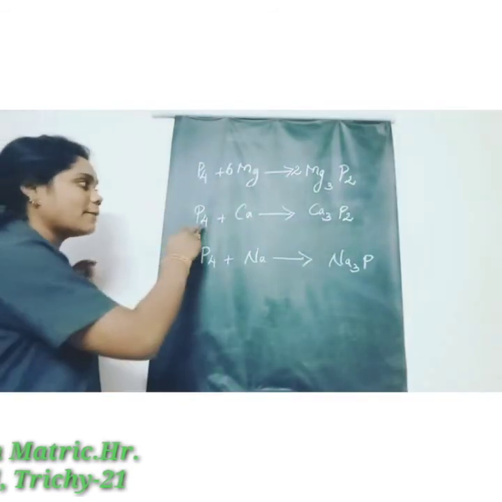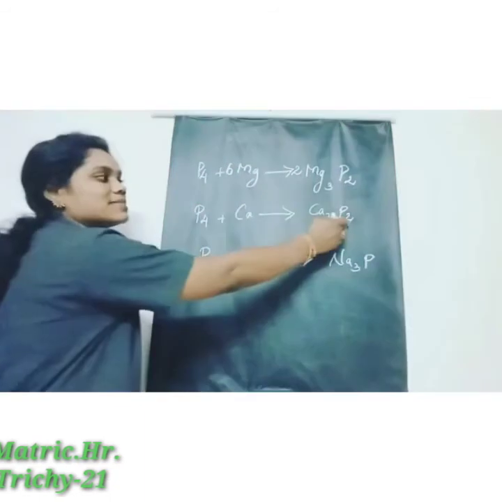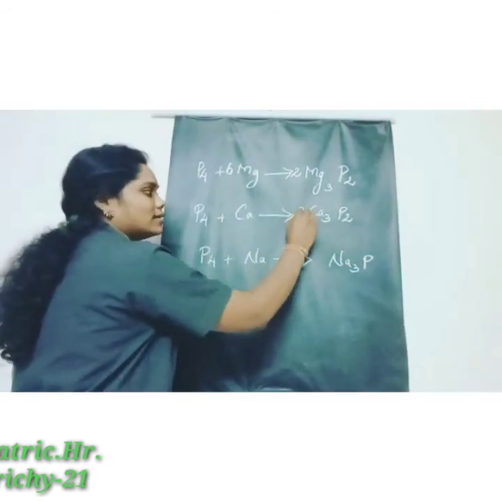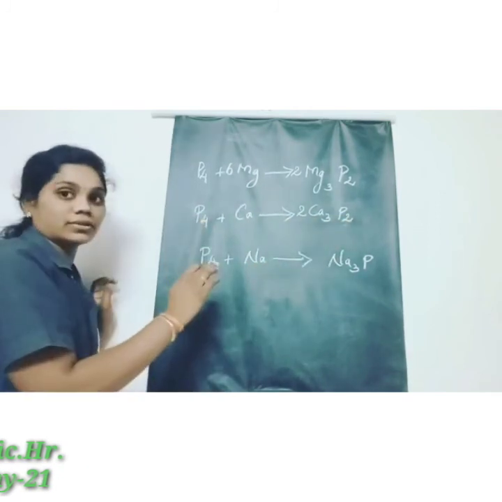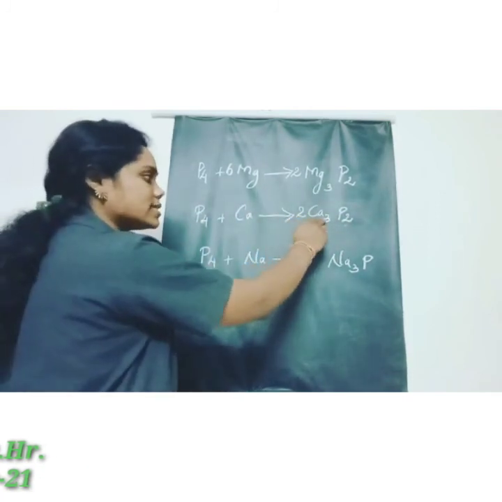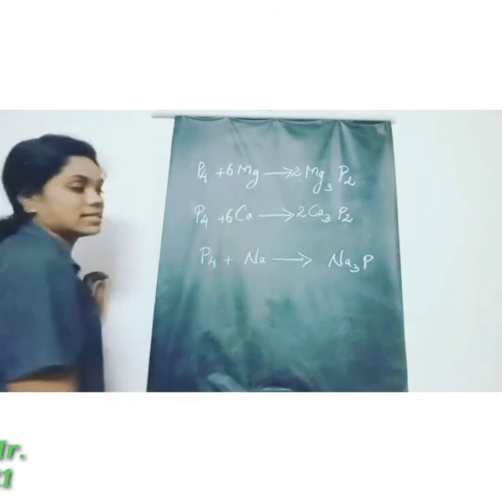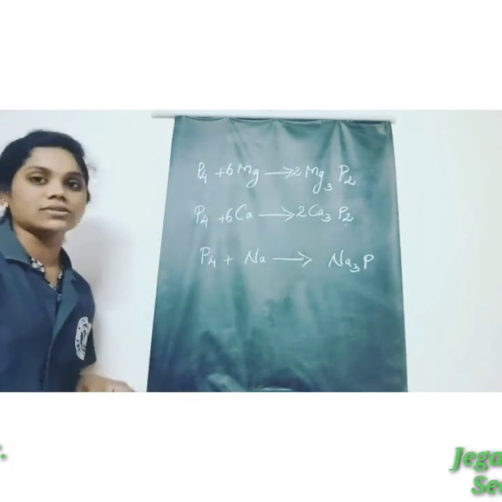And then here phosphorus 4 times. Here phosphorus 2 times. So 2 times of phosphorus. So 2 2s are 4. Here also 4. And then calcium 2 3s are 6. So here also 6 times. Then second equation is also balanced.